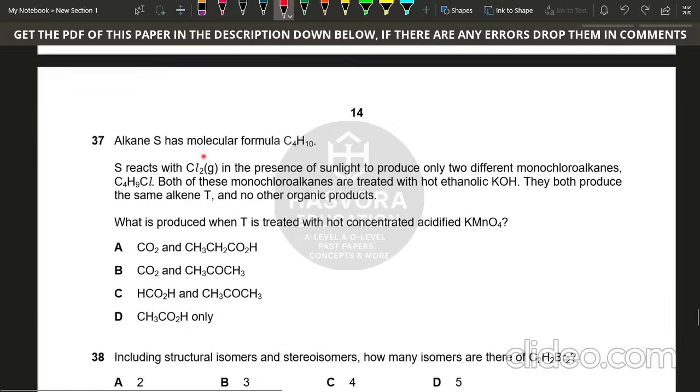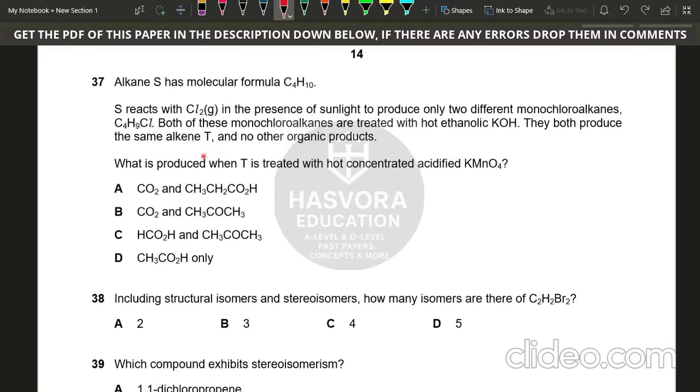Let's move on to question number 37. Question number 37 says alkane S has molecular formula C4H10, so it is butane. S reacts with chlorine in the presence of sunlight to produce only two different monochloroalkanes. First of all, let's make the structure of C4H10.